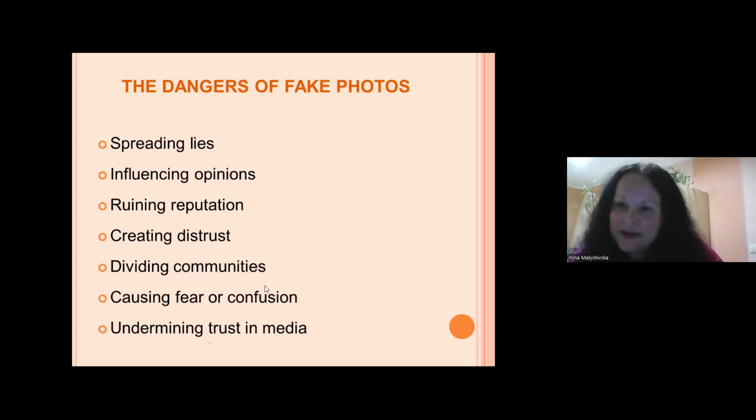And in my opinion, what is the most dangerous, such fake photos undermine trust in media. So people tend nowadays not to believe in what they read in newspapers. And when there are these fake photos attached to some articles, just to exemplify the story, to support the story probably, they undermine trust in media.